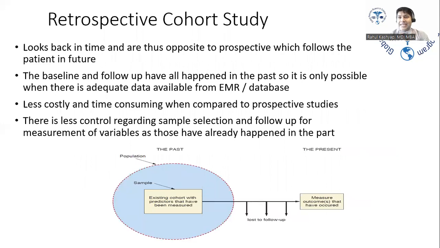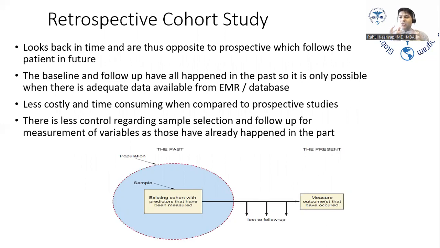Retrospective cohort, you look back in time. You go back and measure the exposure or cause first, and then look at the outcome. Both can happen in the past. Okay, you save time, it's least expensive. You use mostly electronic medical records or databases as well.